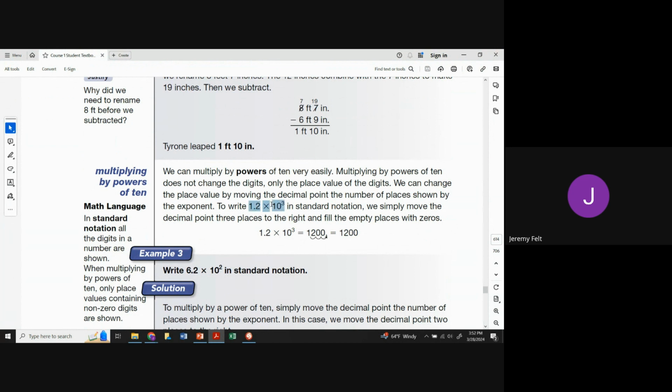So if we have this number and we want to write it in standard notation, well, we could get our calculator and do what is 1.2 times 10 cubed. We could do that, or we can just remember, well, 10 to the power of 3 means it's going to be 1,000. I'm going to have 3 zeros. 3 zeros means I'm going to move this decimal 3 places to the right, and it's now 1,200.